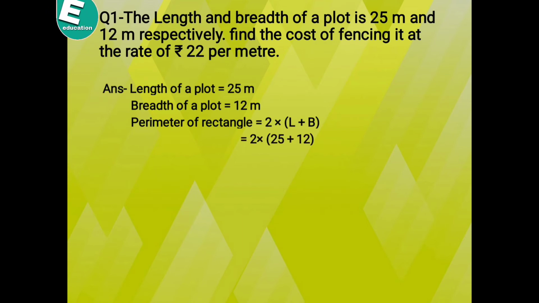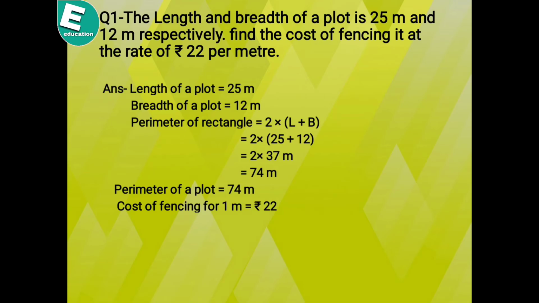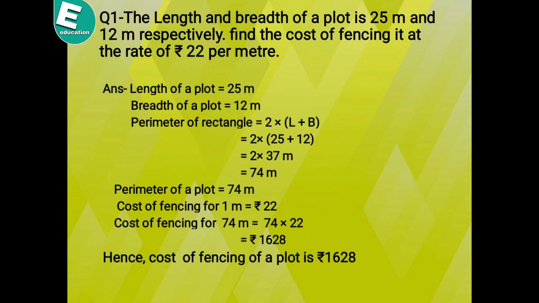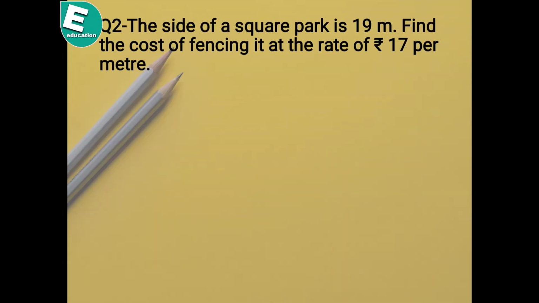On putting value, we get 2 into (25 plus 12), which is equal to 2 into 37, which is 74 meter. So the perimeter of a plot is 74 meter. Here the cost of fencing for 1 meter is equal to rupees 22. The cost of fencing for 74 meter is equal to 74 multiplied by 22, which gives 1628 rupees. Hence the cost of fencing of a plot is rupees 1628.